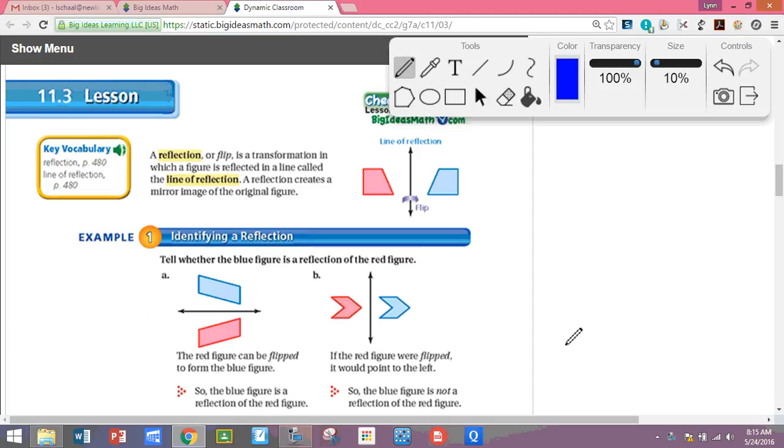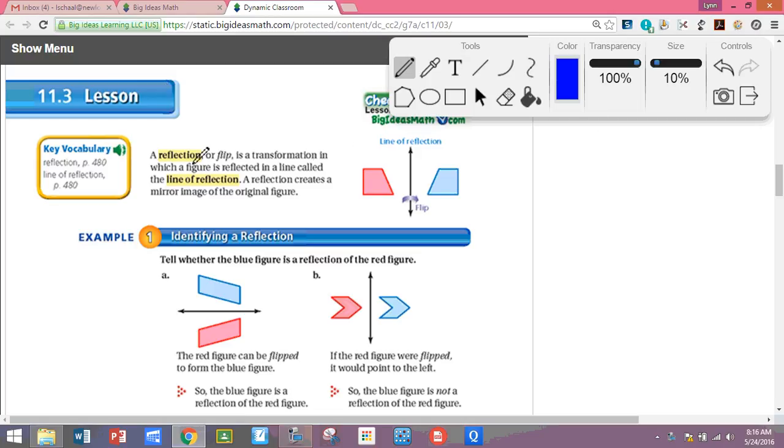Okay, so this lesson is 11.3, and 11.3 is reflections. What we're going to be doing today is, we've already done translations. Now we're going to talk about reflections. Reflections, as well as translations, are probably the easiest of the two, but rotations become a little bit more challenging, but we'll do that one in our next lesson.